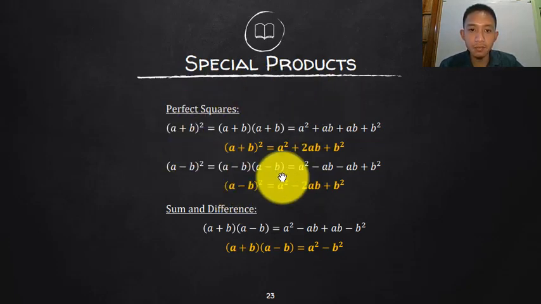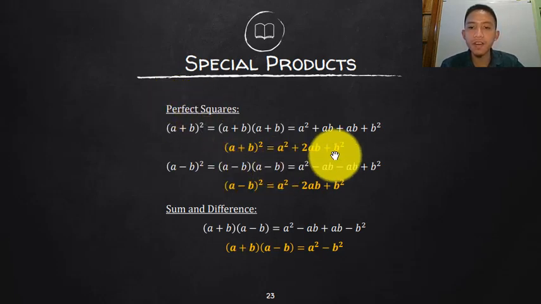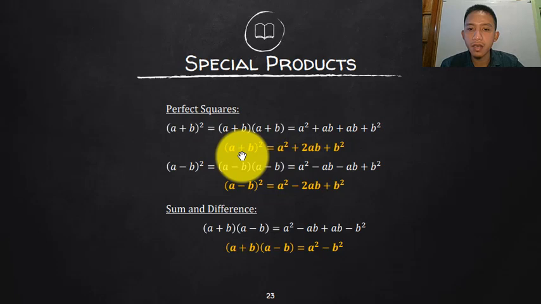Okay, these are special products. We call this one the perfect squares. Because later on in factoring, if you encounter this form, you do not need to have a problem with that because you know that that is a plus b times a plus b, or a plus b quantity squared.